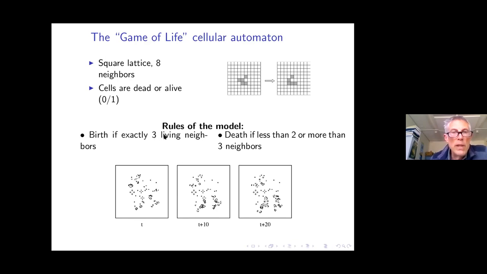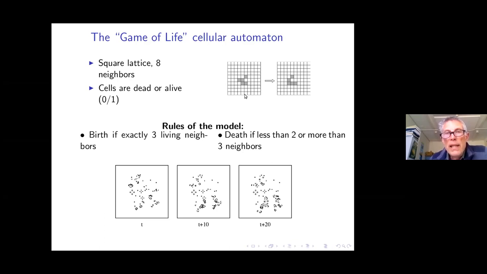Here we call the gray cells the living cells. And you can die, or you can turn back to white, if you are neighbors of less than two or more than three neighbors. So if you're too isolated, you will die. And if you're overpopulated, you die also.